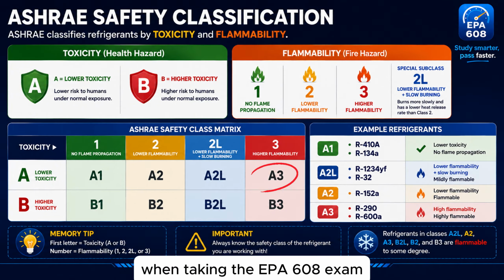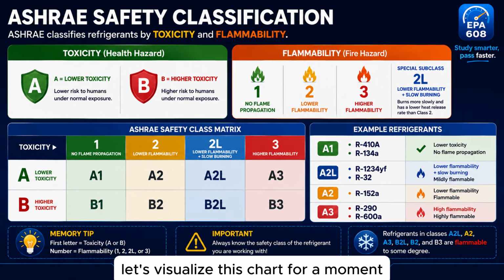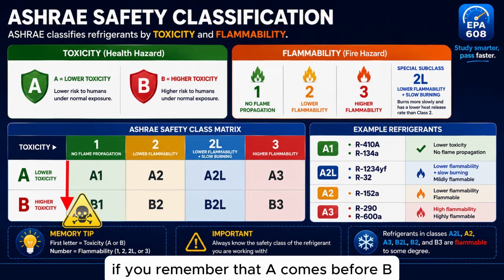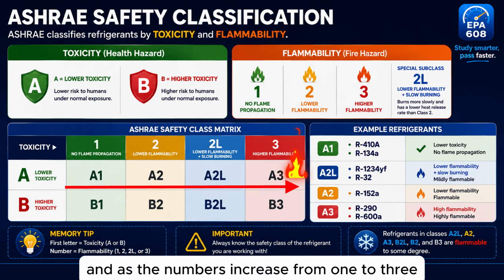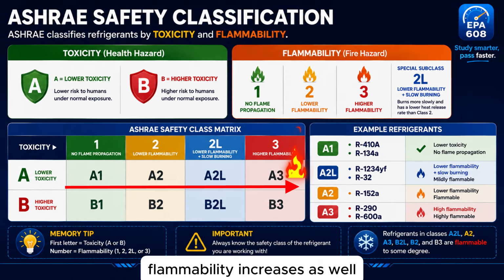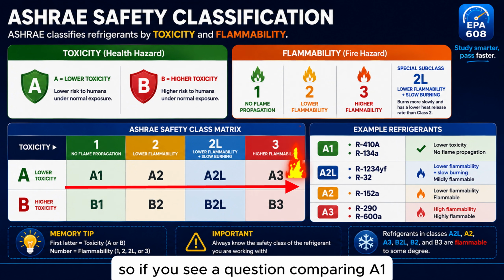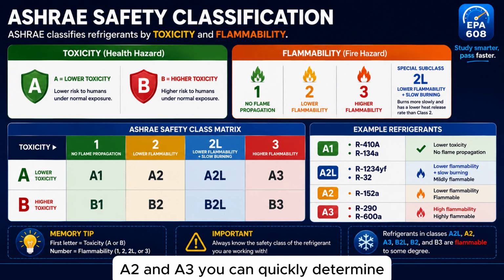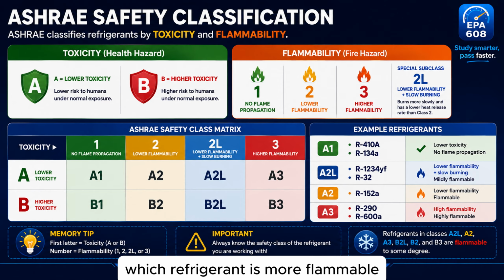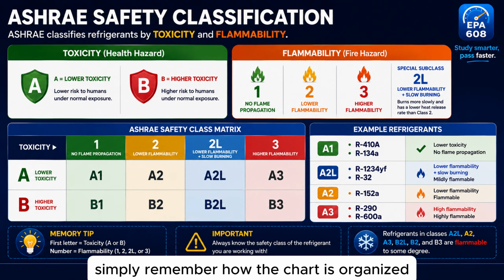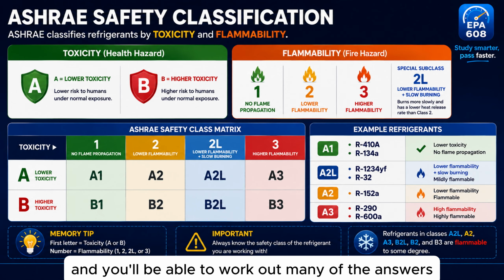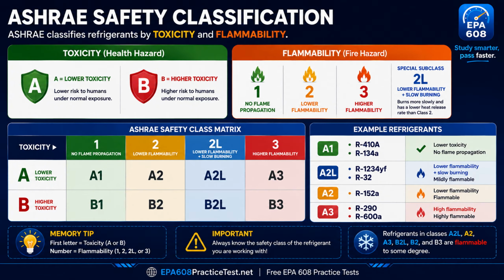When taking the EPA 608 exam, let's visualize this chart for a moment. If you remember that A comes before B, you'll know that A refrigerants are less toxic than B refrigerants. And as the numbers increase from 1 to 3, flammability increases as well. So, if you see a question comparing a 1, a 2, and a 3, you can quickly determine which refrigerant is more flammable. Instead of memorizing every safety classification, simply remember how the chart is organized, and you'll be able to work out many of the answers on the exam.